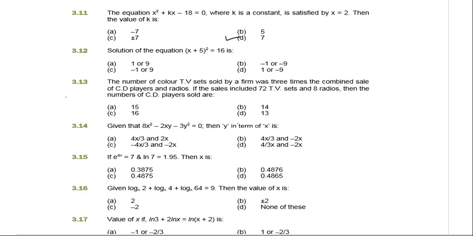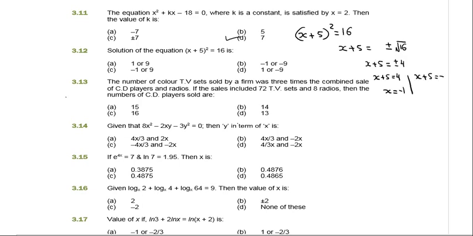Next question is: the solution of the equation (x plus 5) whole square equals 16 is. So to solve this, (x plus 5) whole square equals 16. When power 2 goes on to the right hand side, it becomes a square root. So x plus 5 equals square root of 16, and we put plus minus signs. x plus 5 equals plus minus 4. Therefore x plus 5 either equals 4 and x equals minus 1, or x plus 5 equals minus 4 and x equals minus 9. These are the two possible answers.